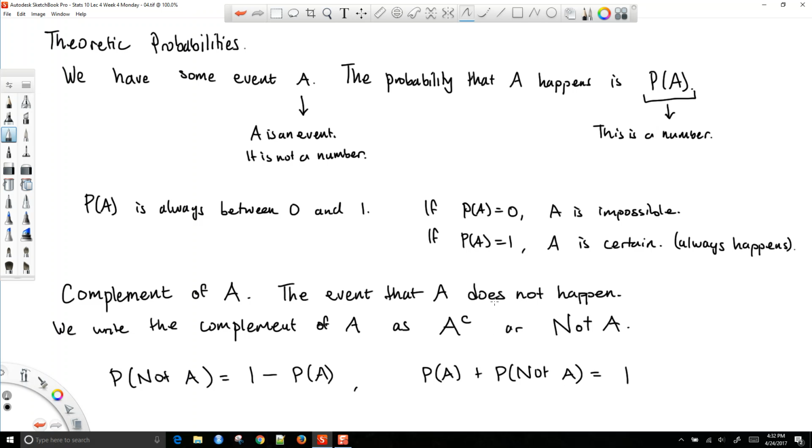Meaning that A together with its complement forms the entire universe of what can happen. Right? So whatever you think of in life, there's only two possibilities. Either it is or it is not. Okay, so either something will happen in your lifetime or that will not happen in your lifetime. There's no other possibility. Okay, A and its complement together, they make the entire universe, being one.